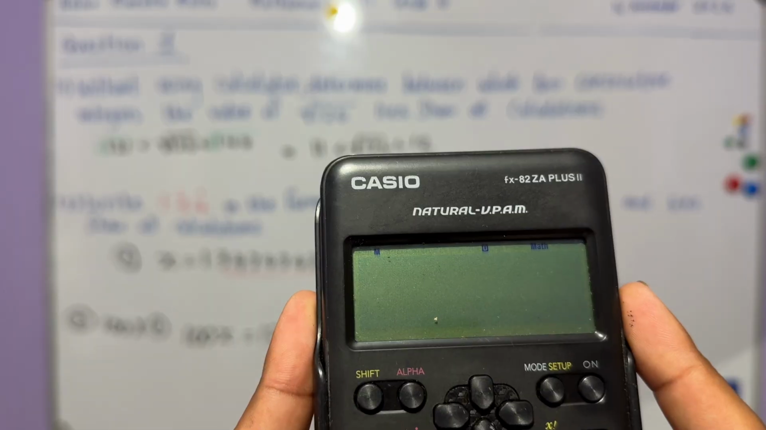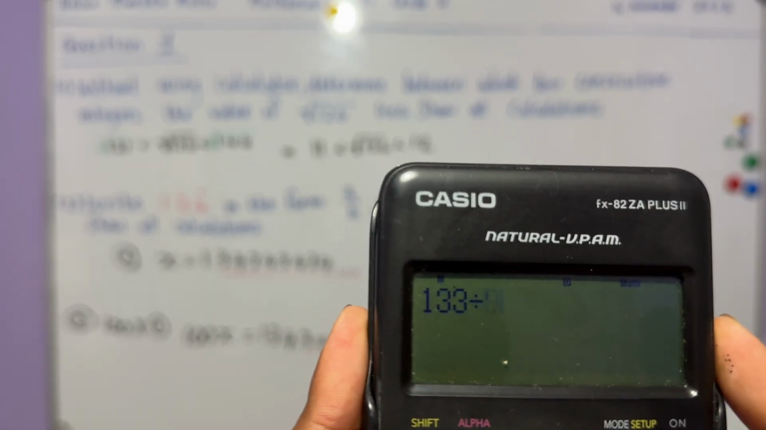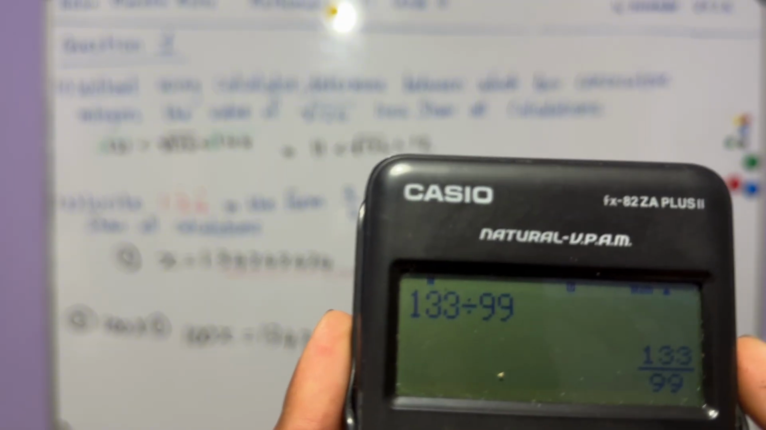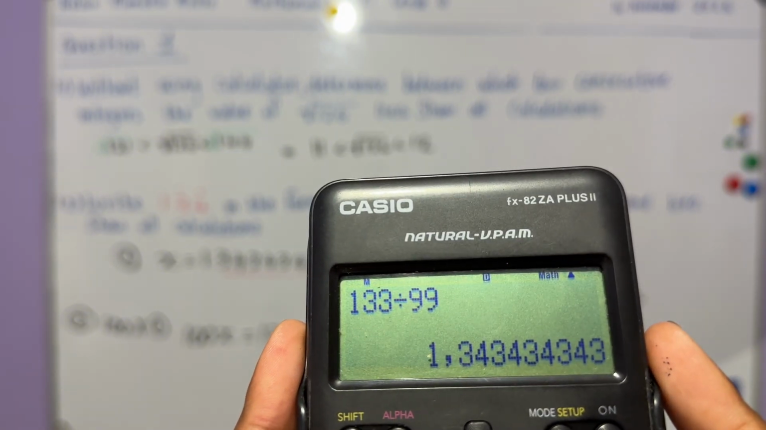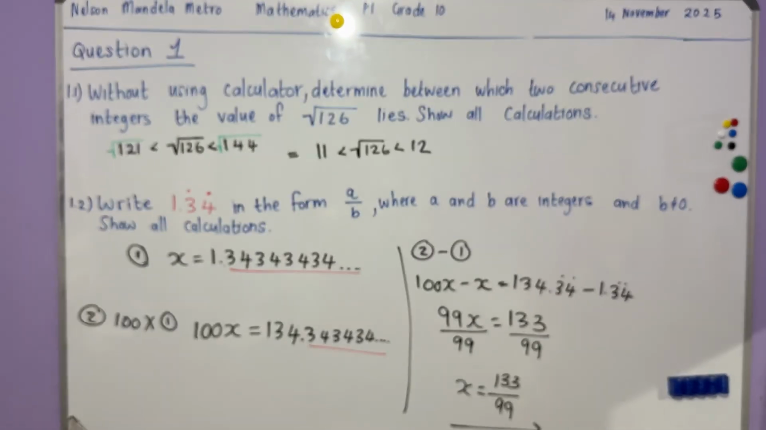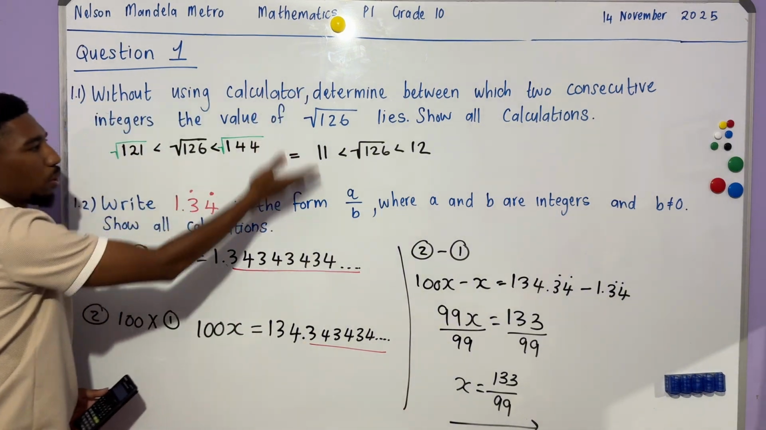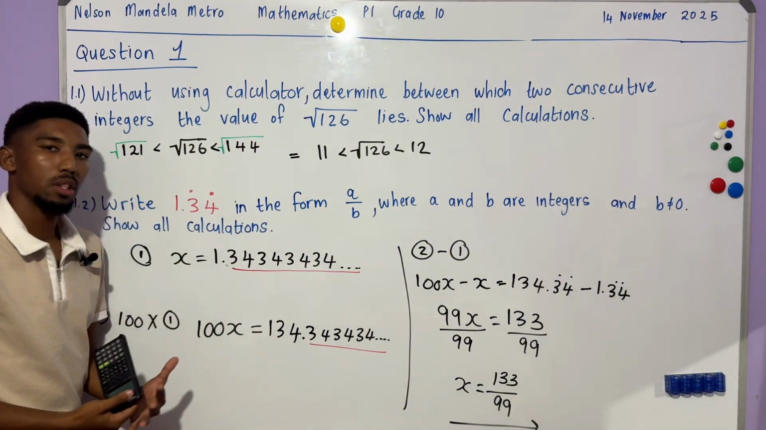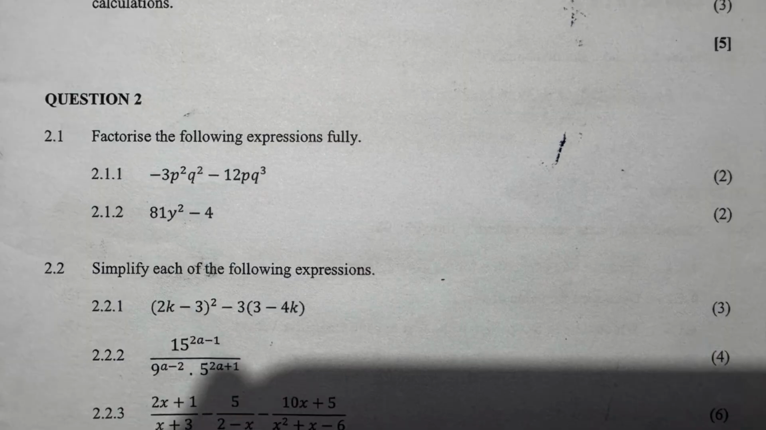Again, there's a way we can test this. We can have 133 divided by 99 and we press the SD button and we have 1.34343434 recurring. This indicates to us what we did is correct. So for both of these questions, it is testable whether your answers are correct or not. Let's have a look at question 2.